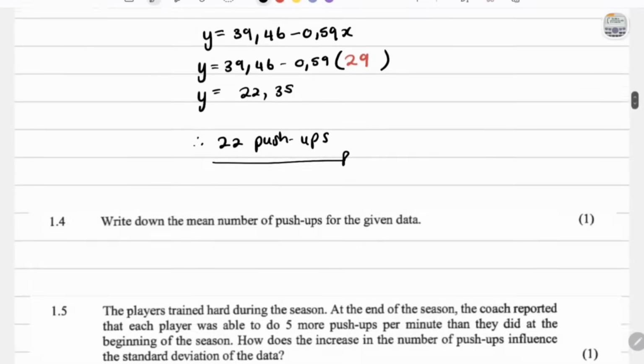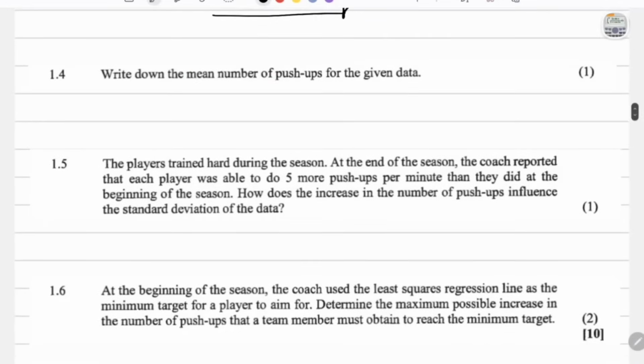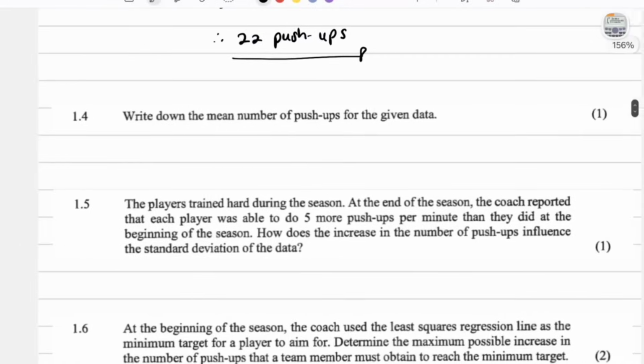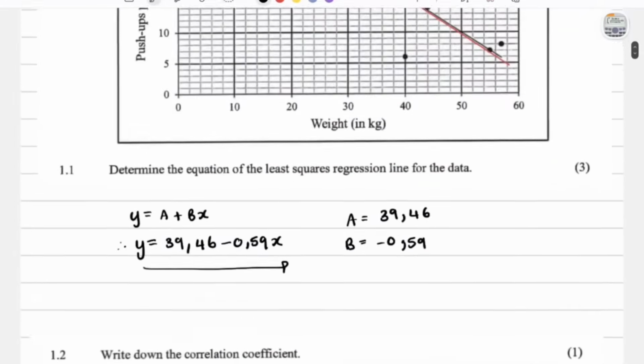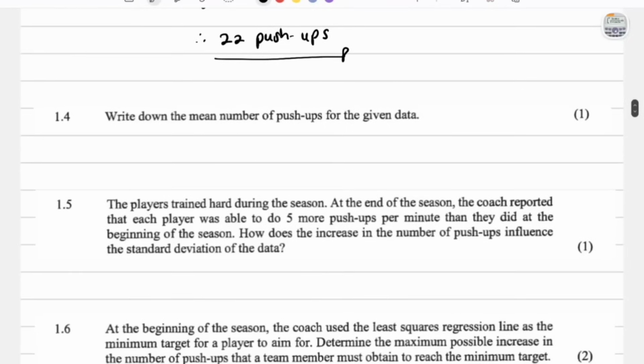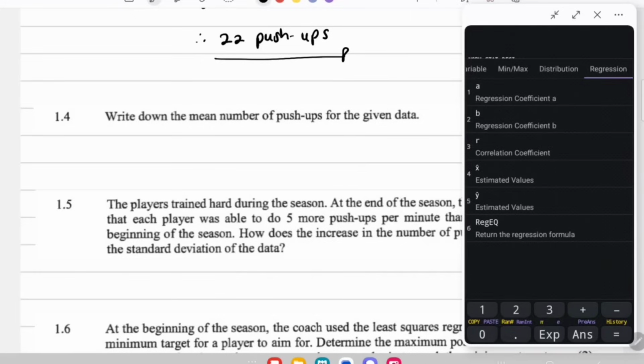Moving on to 1.4. Okay, 1.4 says, write down the mean number of push-ups for the given data. The good thing about this is we already recorded the data, so we can easily find this. On your calculator, press Shift 1 to bring up your data. This time we're not going to go to regression. We're going to go to VAR for variable.